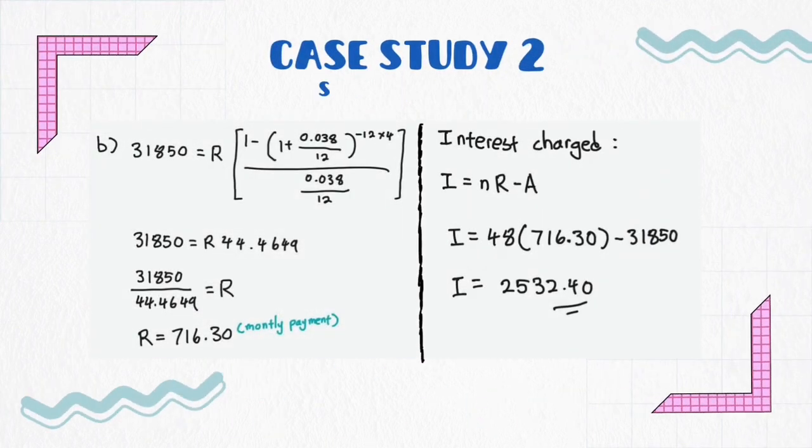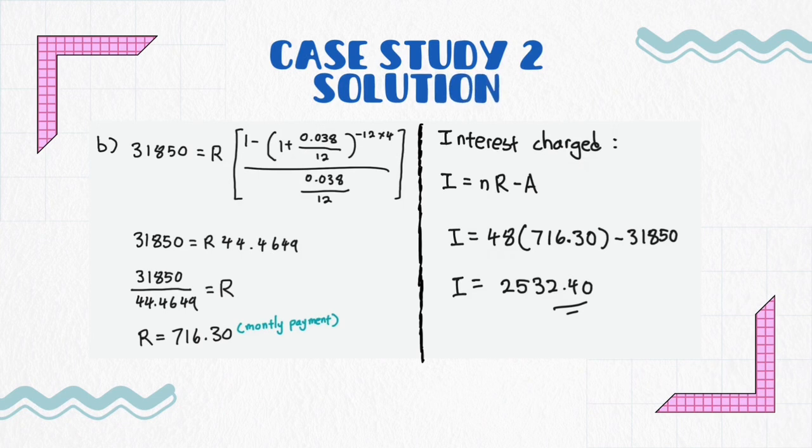For question B, we need to calculate the monthly payment and the interest charge. To calculate the monthly payment, we need to use the formula present value of ordinary annuity. To calculate A, which is 45,500 minus 30% because of the down payment, the answer will be 31,850. And solve all the numbers in the bracket.